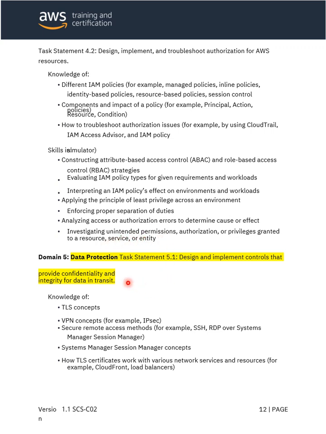The fifth domain is data protection. You design and implement controls that provide confidentiality and integrity for data in transit. You should understand the TLS concept and how it is different from SSL. What is the VPN concept? What is an IPsec tunnel? What is Direct Connect? You should understand secure remote access methods. If you have SSH or RDP over the system, how will you secure it? What is a Systems Manager session?